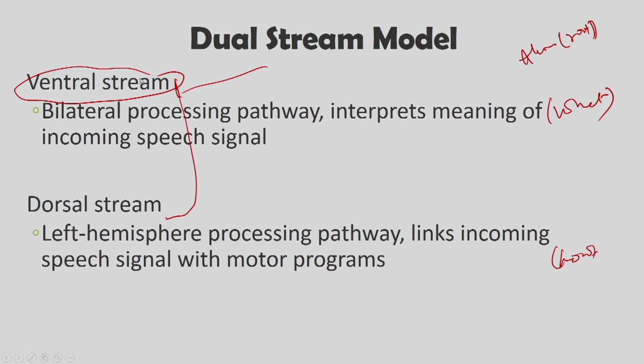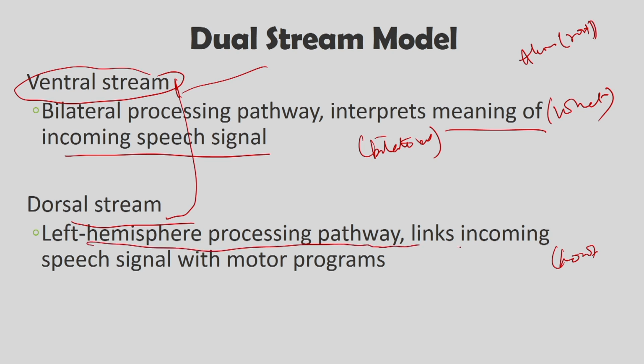So, the ventral stream is a bilateral processing pathway, which means that it is in both hemispheres, and it interprets the meaning of the incoming speech signal. First of all, it is bilateral, which means that it is parallel. There are two ventral streams, and what they do is interpret the meaning of the incoming speech. In comparison to that, the dorsal stream is a left hemisphere processing pathway. So, it is not on the right hemisphere. The dorsal stream is a left hemisphere processing pathway, and it links the incoming speech signal with motor programs.